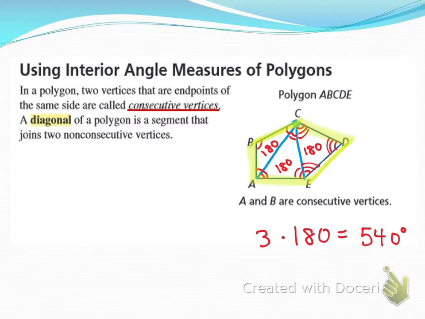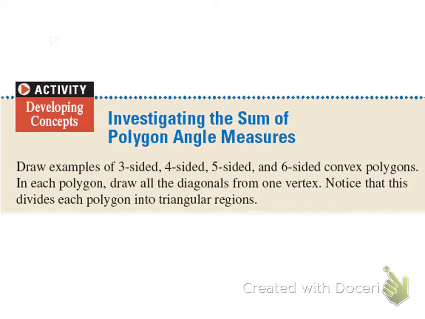So how many less triangles, or how many triangles were there in comparison to the number of sides? So there are 5 sides. How many triangles were there? 3. So how many less triangles are there than sides? 2. That's the pattern we're going to see here. I'll show you with these 4 shapes.